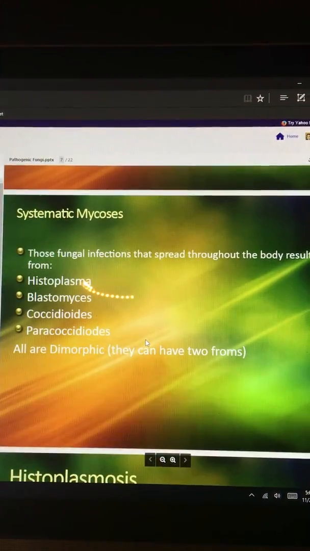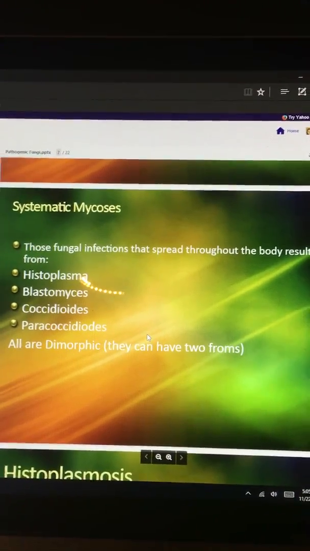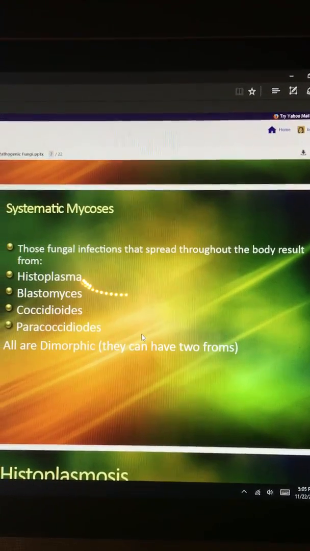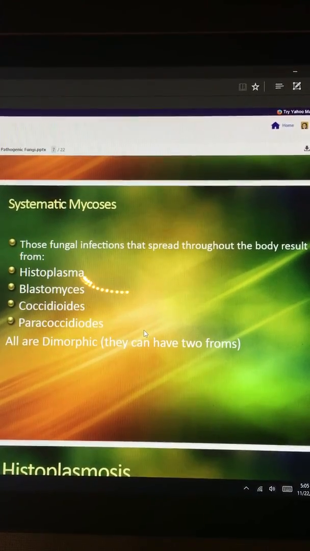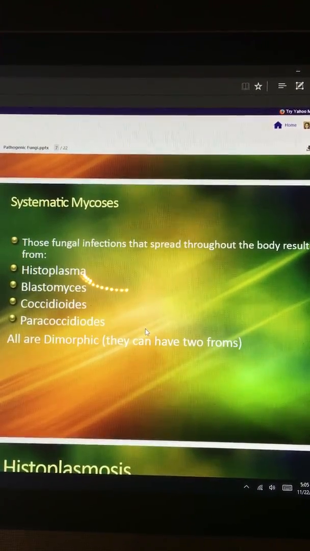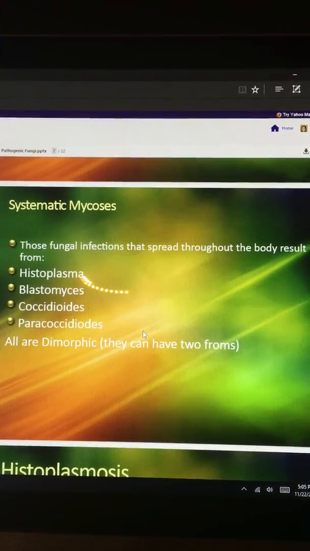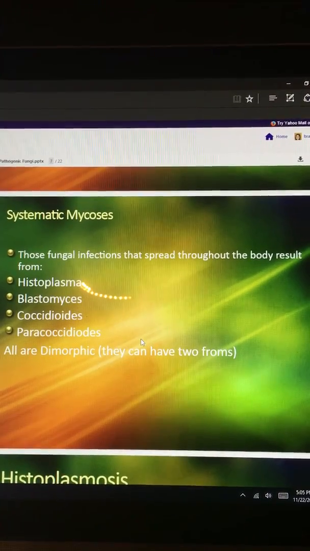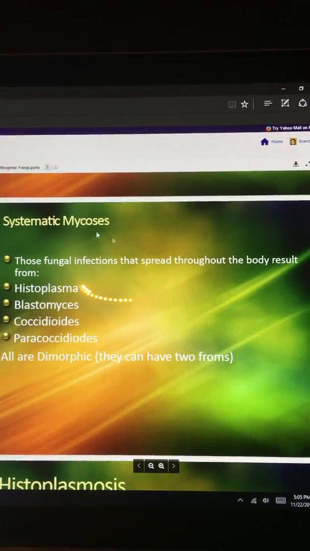And then there's systemic mycosis, which are those fungal infections that spread throughout the body. They result from either Histoplasma, Blastomyces, Coccidioides, or Paracoccidioides. They all are dimorphic, which means they can have 2 different forms.